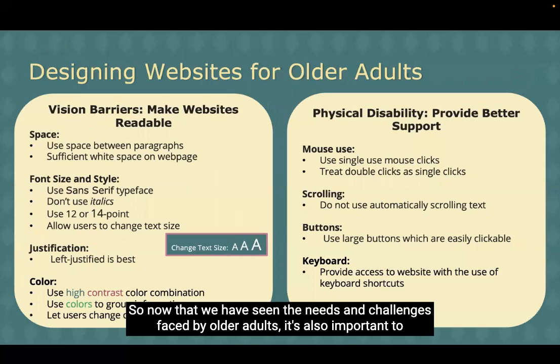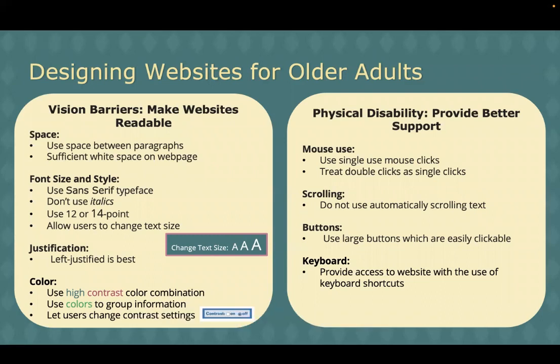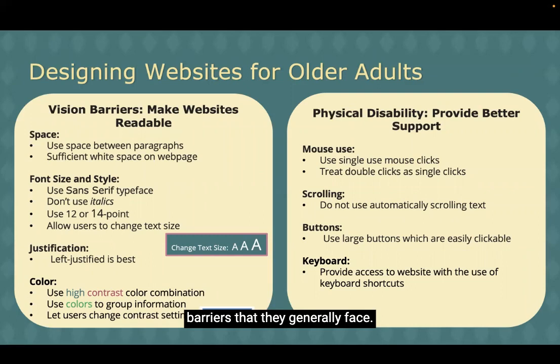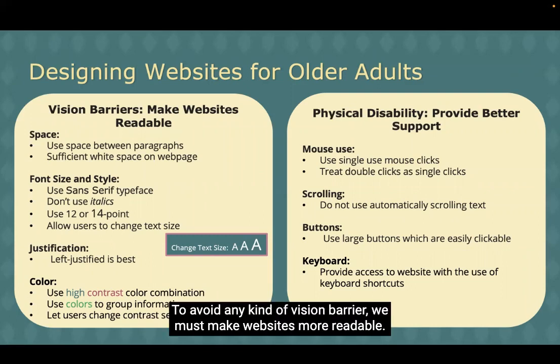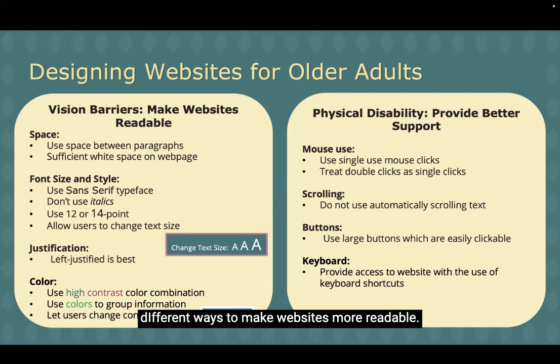So now that we have seen the needs and challenges faced by older adults, it's also important to understand how to design websites for older adults. These can be divided into 4 parts, which overlap with the barriers that they generally face. To avoid any kind of vision barrier, we must make websites more readable. There are different ways to make websites more readable.